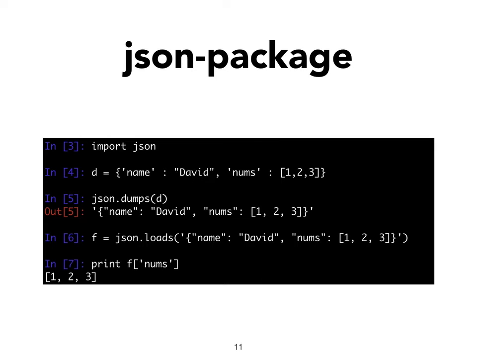Then you can say f equals json.loads, which does the opposite. So it takes a string that is a JSON string, and then it creates the Python object from it. So now we pass in the string we just had from before, and then f actually becomes a functioning dictionary. So we can pull out the nums key from the dictionary. So this is a way to convert Python objects to strings and then to convert the strings back to Python objects. So this you can use if you want to save, for example, the contents of a dictionary to a file on your computer and then load them in later.